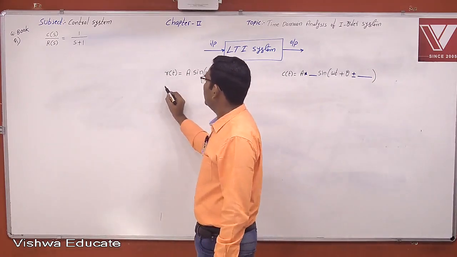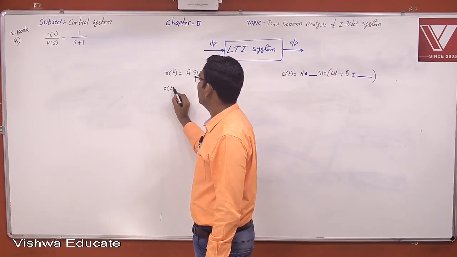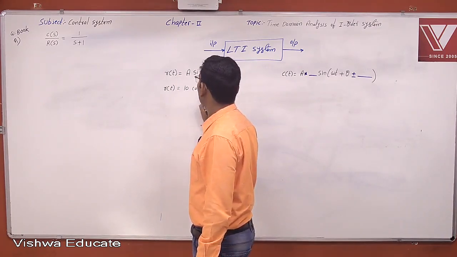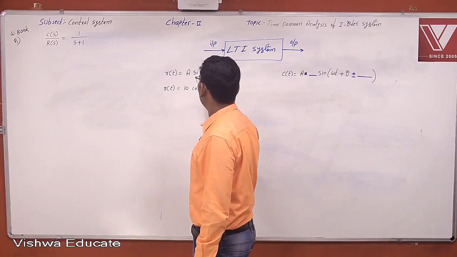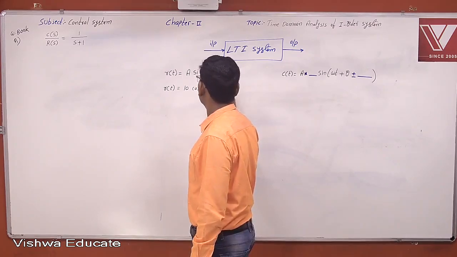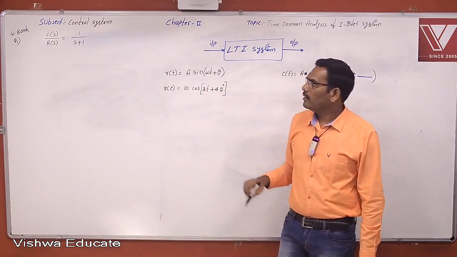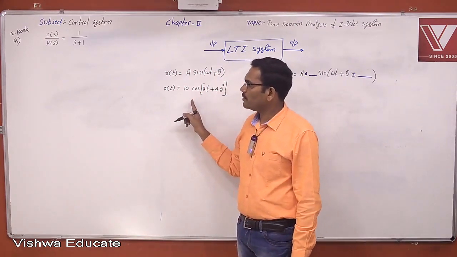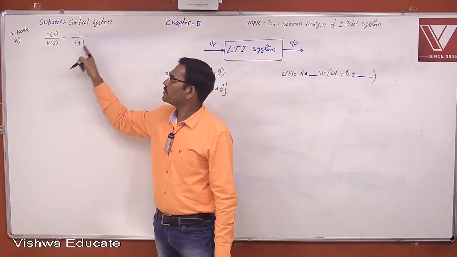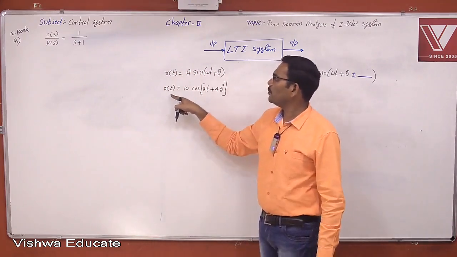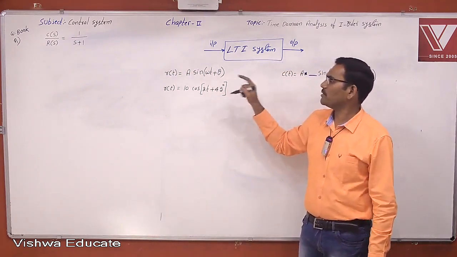Determine the sinusoidal response for the input R of t equal to 10 cos(2t plus 45 degrees). He is giving this. So in our workbook, question number 1: find the sinusoidal response by considering the system transfer function C of S by R of S equal to 1 by S plus 1 for the input R of t equal to 10 cos(2t plus 45 degrees).